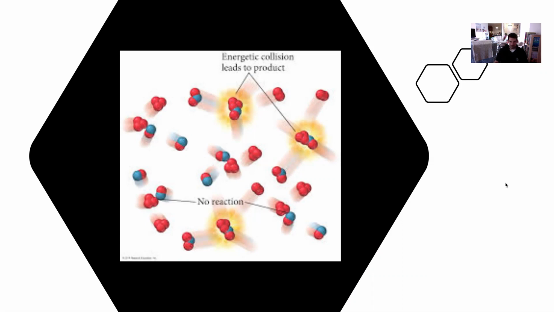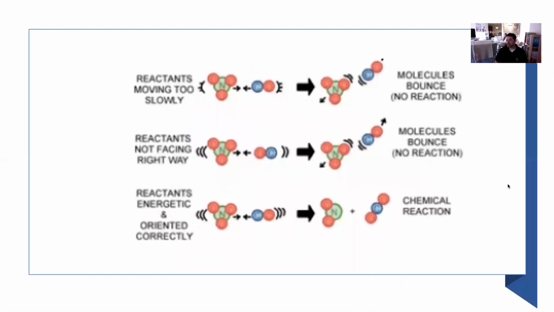All right, so that's our example. So again, just to reiterate, if they're moving too slow, we're not going to get a reaction. And if they're not lined up properly, we're not going to get a reaction. It has to be both, right? It has to have the right amount of energy, and it has to have the correct orientation.